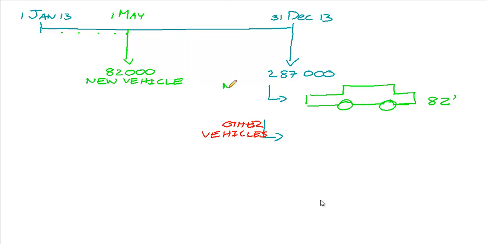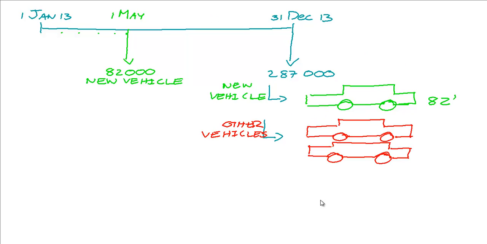And we've got a new vehicle. So the 287,000 can be divided between the new vehicle and the other vehicles. Now the other vehicles, there they are, and we can calculate the cost of these other vehicles by taking the 287,000 Rand and subtracting from that the new vehicle of 82,000 Rand, and that's going to give me the other vehicle balance of 205,000 Rand.